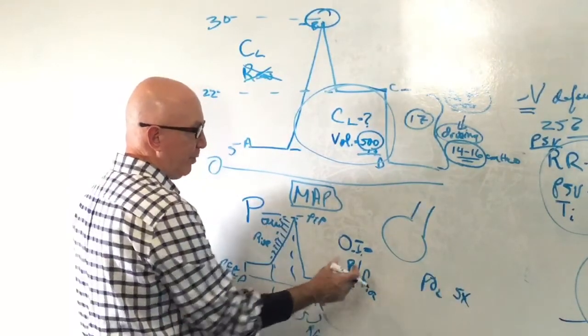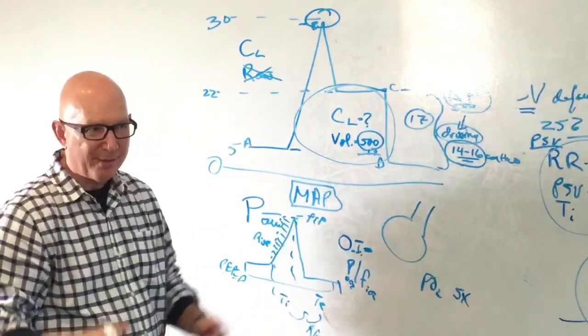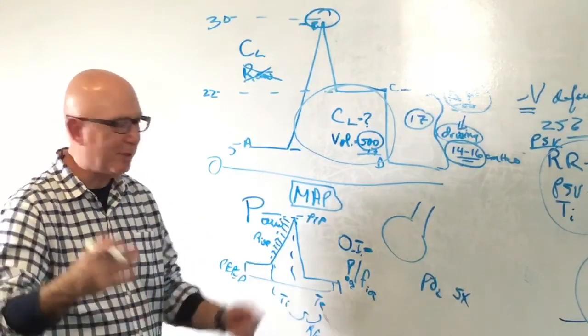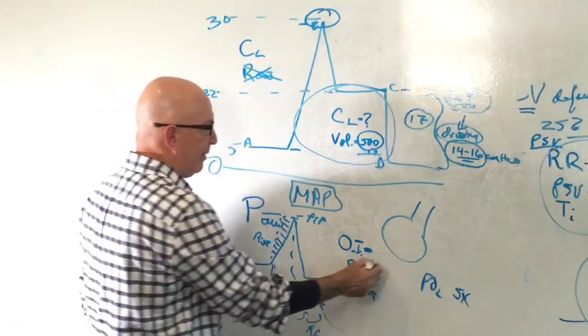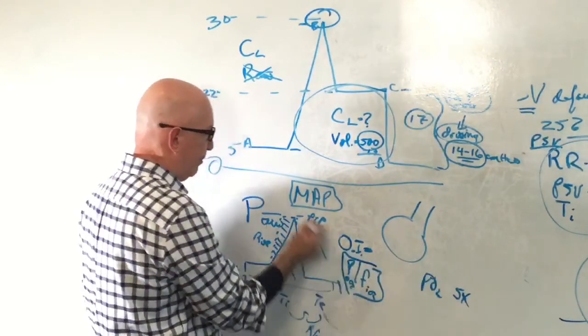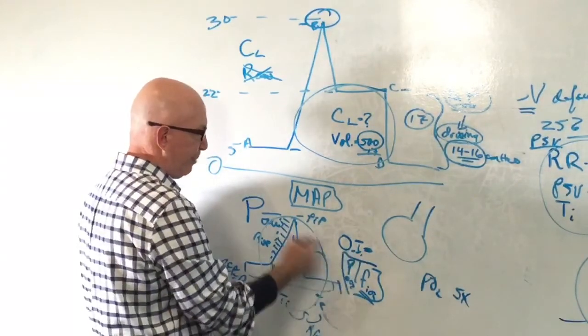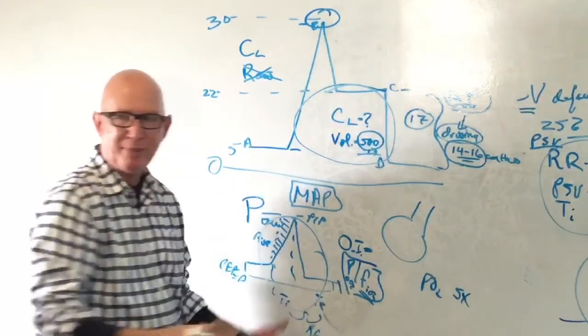If you have a person on an FiO2 of 1, theoretically you should be able to get their PO2 up to 500 if you have healthy lungs. It'll be somewhere between 400 and 500. However, this doesn't take into account all the pressures. All it does is take into account the FiO2. But these pressures play a part in how you get to your PaO2.